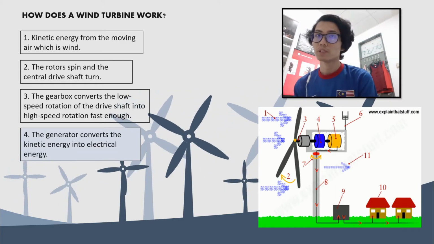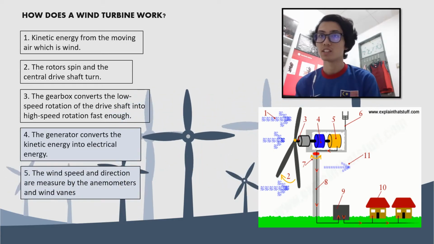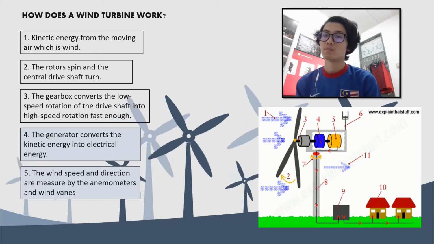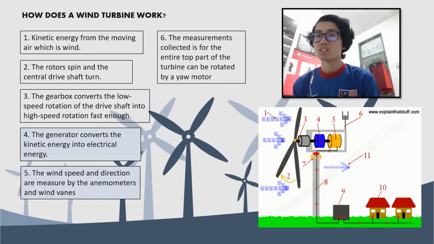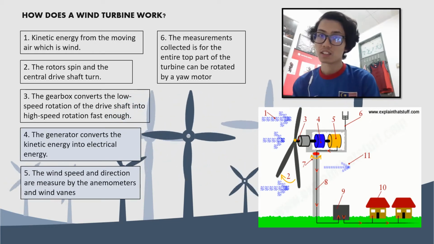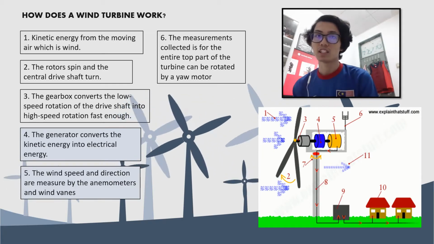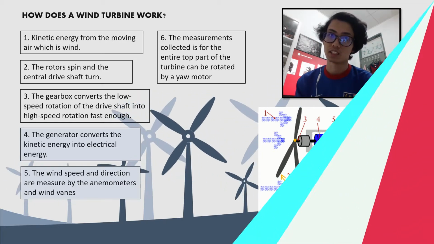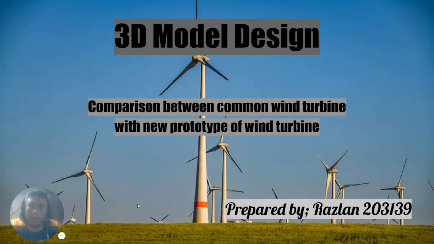After that, the wind speed and direction are measured by the anemometers and wind vanes. The measurements collected are then used so that the wind turbine can face directly toward the oncoming wind and capture the maximum amount of energy. So thank you, my friend, for the clarification about this research.